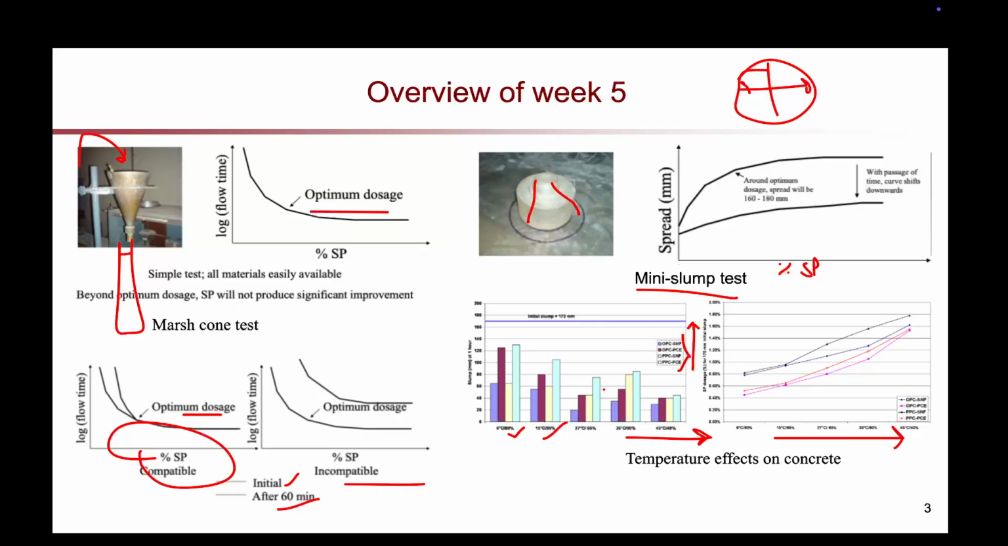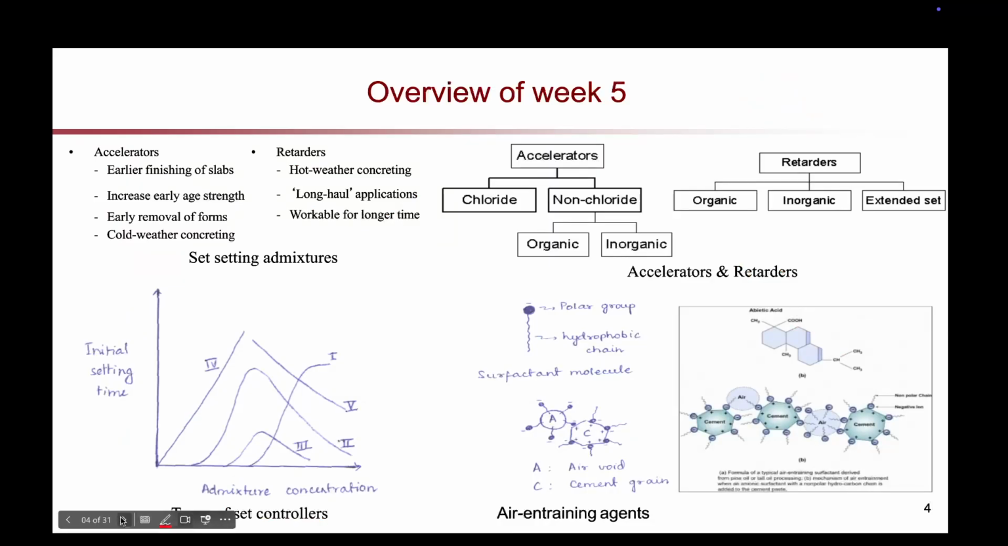So in this case, we are keeping the temperature and the type of cement and superplasticizer constant. In this case, what we are doing is keeping the spread constant. We need 170 mm spread. So for 170 mm spread at a particular temperature, how much should your SP dosage be? With increase in temperature, your SP dosage is also increasing. So that's the test we are doing for superplasticizer.